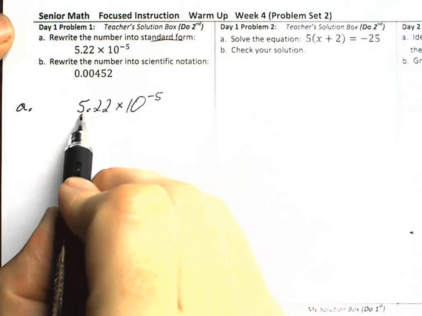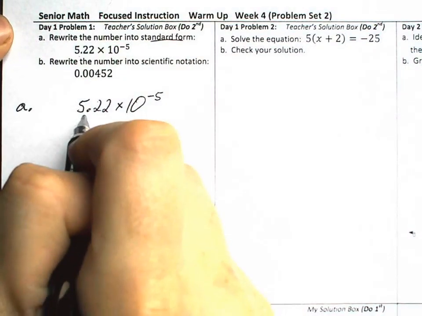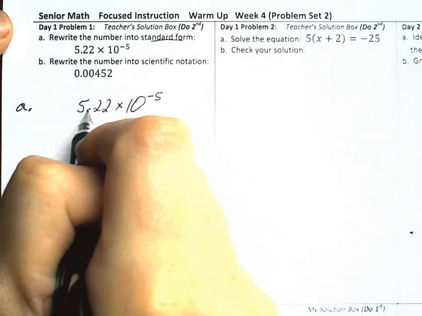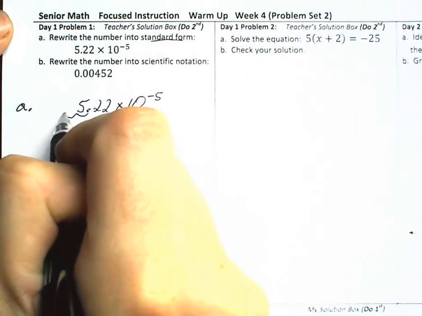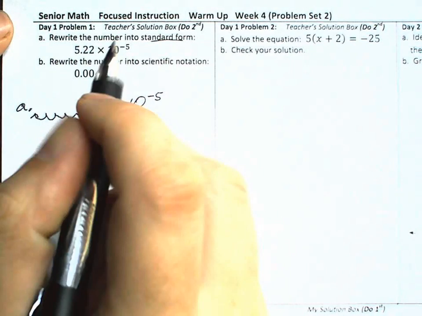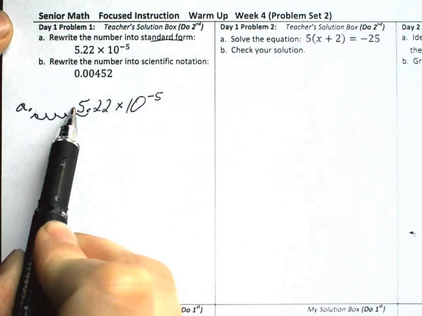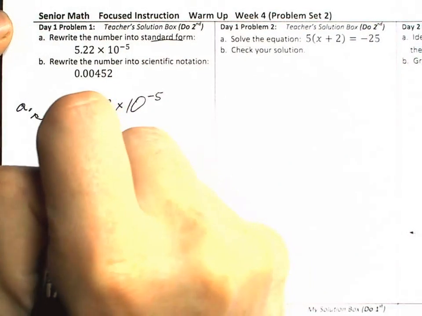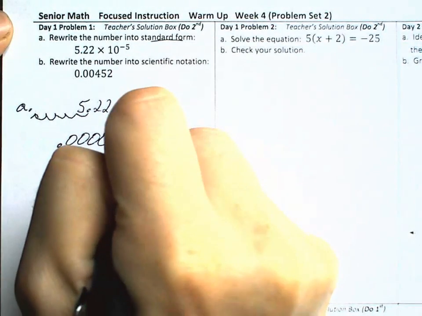So multiplying a decimal number by 10 to the negative 5th power will have the effect of moving the decimal point 5 spots to the left, creating a smaller number. 1, 2, 3, 4, 5. The decimal point is going to end up here, and there's going to be some zeros filled in as placeholders. That creates the number 0.0000522.